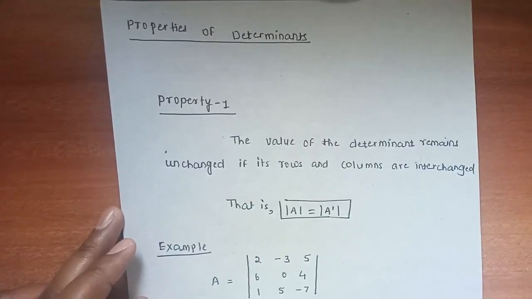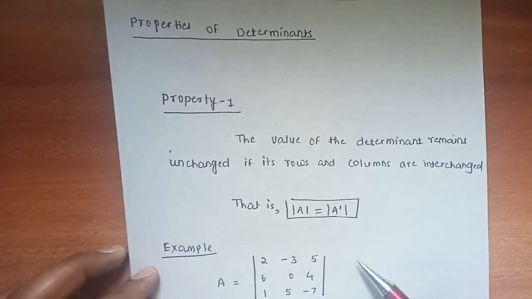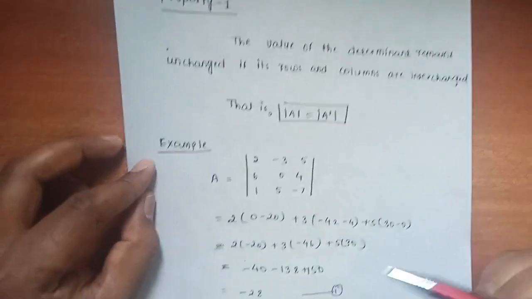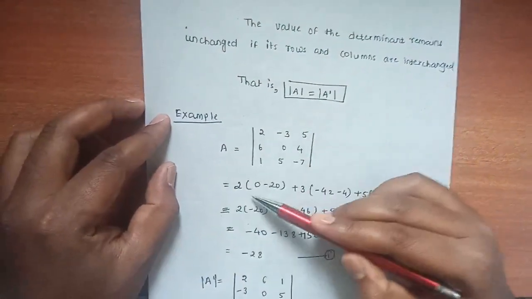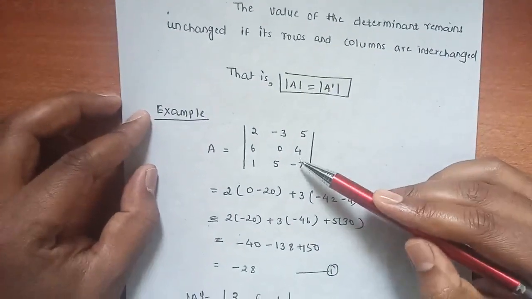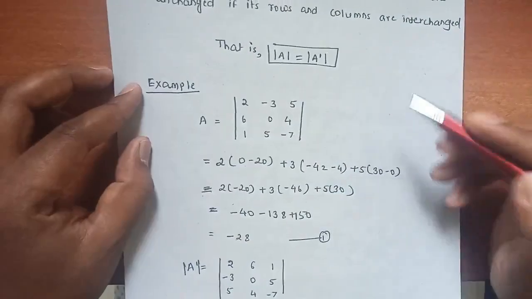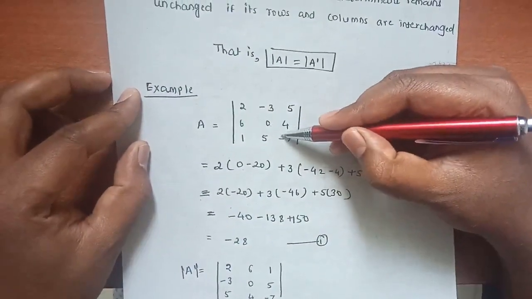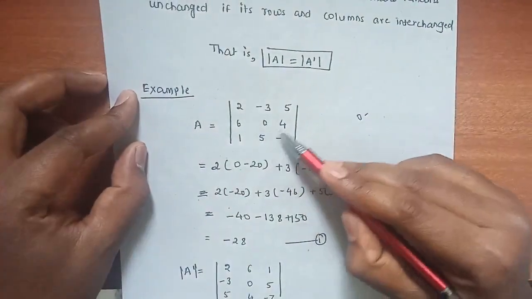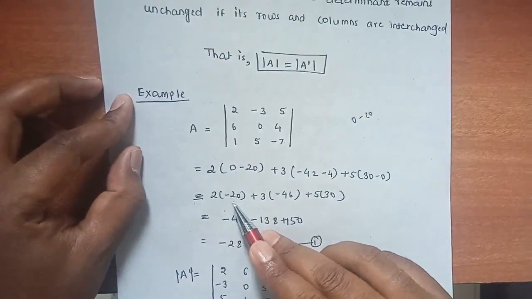The first property: the value of a determinant remains the same, unchanged, if its rows and columns are interchanged. That means, suppose I have taken a determinant A. If I find the determinant value by expansion, 2 into bracket of leaving this column, leaving this row, 0, 4, 5, minus 7 are the elements. So 0 into minus 7 is 0, minus 5 into 4 is 20, so 0 minus 20 will be minus 20, and 2 I have to write down here.